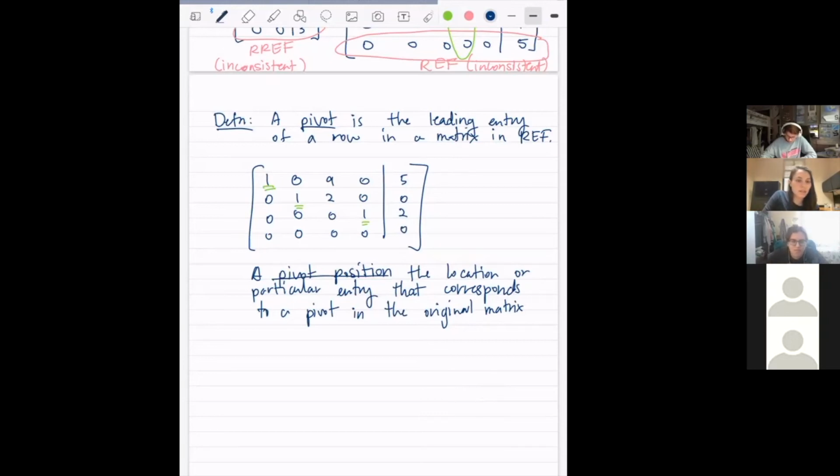Okay, does every matrix have a row echelon, reduced row echelon form equivalent? Or is it impossible for some? It's possible for every, yeah. And there's exactly one, exactly right. Okay, so pivot position and then a pivot column is going to be a column containing a pivot position.